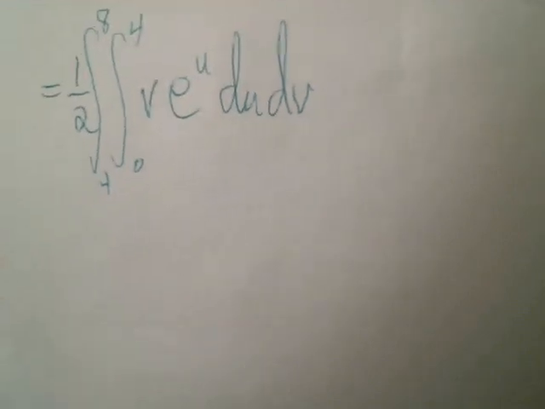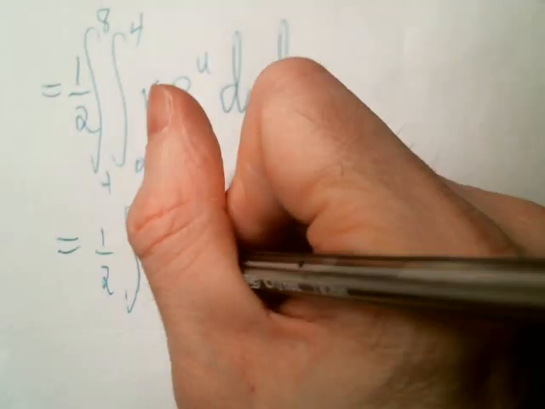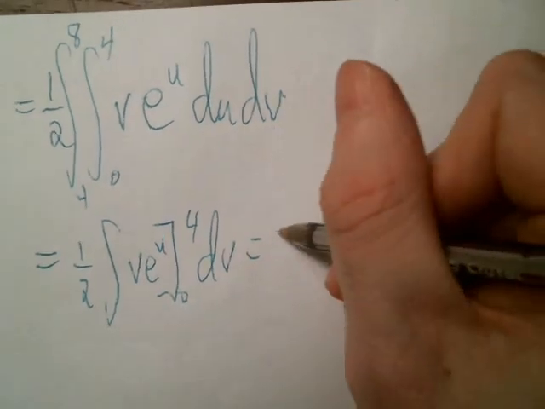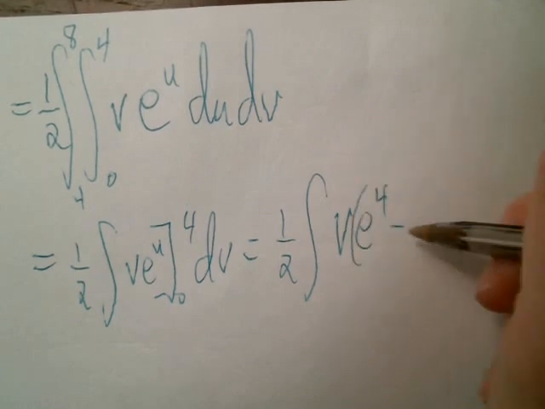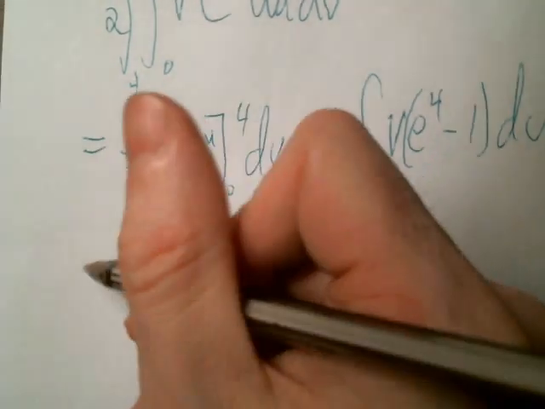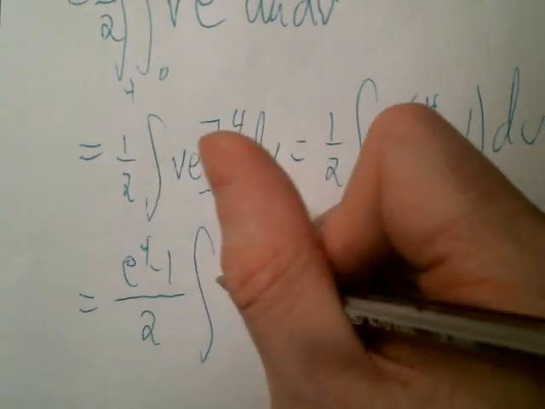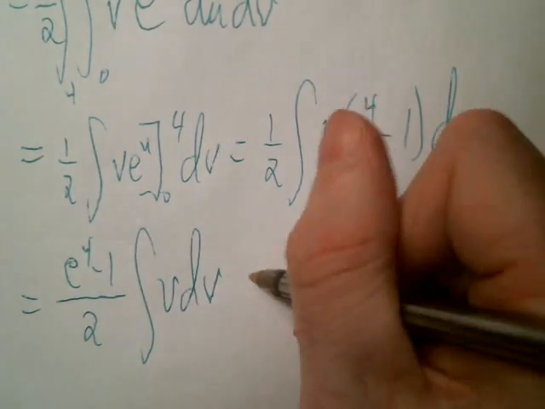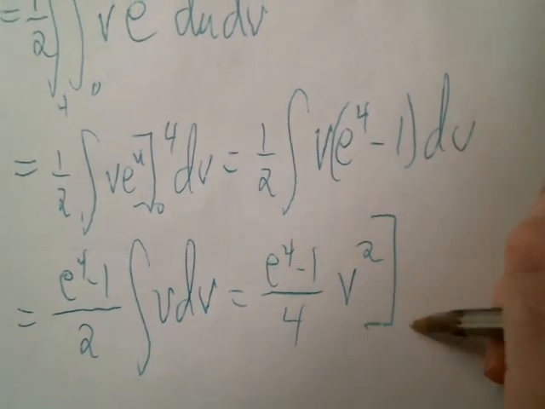Okay, almost there. Then I'm going to integrate first with respect to u, so I get 1/2 integral of v e to the u, and evaluate that from 0 to 4 dv. That'll be 1/2 integral of v times (e to the 4 minus e to the 0, which is 1) dv. And then you want to factor this material out in front. So you'll get (e to the 4 minus 1) all over 2 times the integral of v dv. Okay, and then the integral of v is v squared over 2, so I'll have another factor of 1/2, so it would be (e to the 4th minus 1) over 4 times v squared, evaluated from 4 to 8.